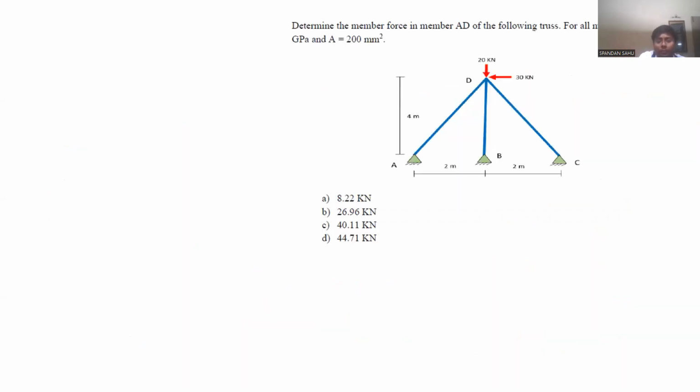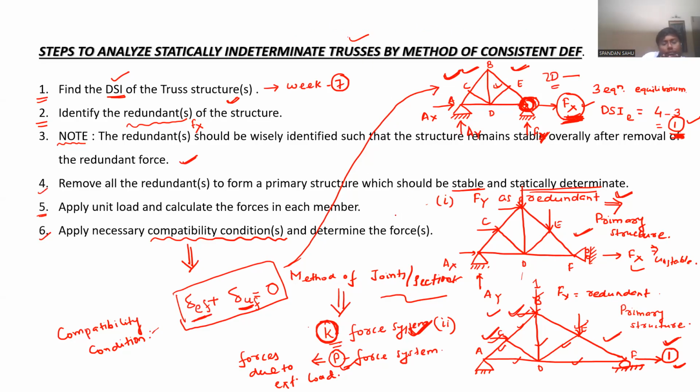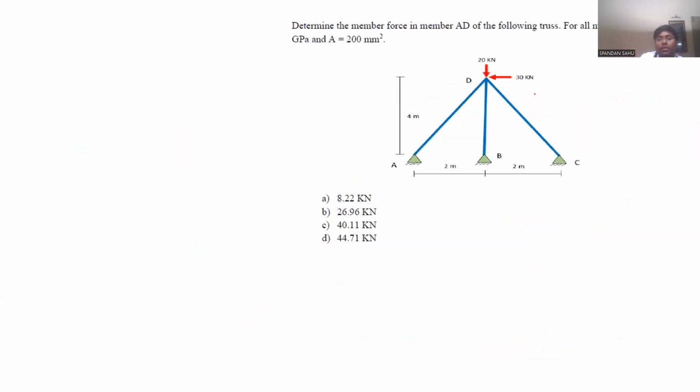Sir, delta U will always be considered for a primary structure. Yeah, at this point will there be any deflection? No, sir, no. So for these things you have to write for the primary structure, but the compatibility condition will be taken care of by the main structure. You will get more clarity once we start solving some problems. Okay.